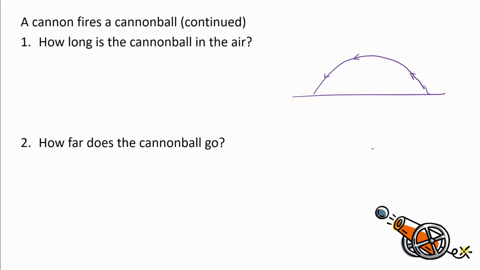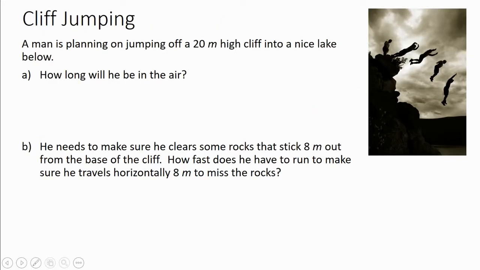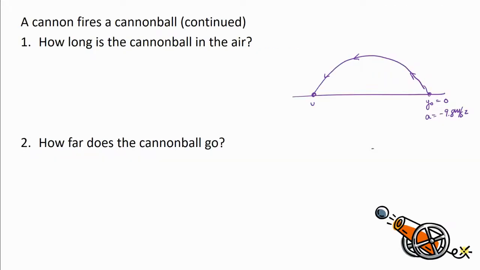Vertically is what affects the time. So here it starts with a y naught equal to 0. We know that our acceleration is going to be equal to negative 9.8 because we have up and down motion. Our final y is also 0 because we're back on the ground again.